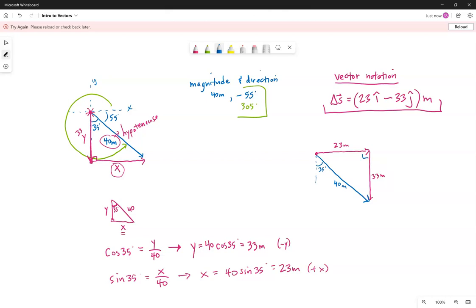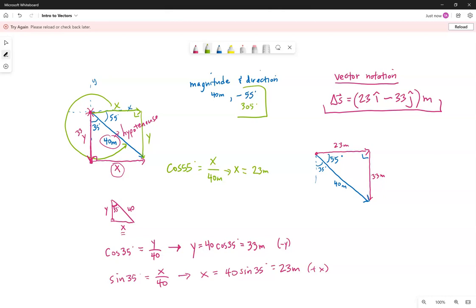Now, by the way, we can totally use this triangle I've just drawn. We could have used that in the first place. In our original picture, to the right is our x component, down is our y component. We could totally say from this top triangle that the cosine of 55 is equal to the x component over the 40 meters. This would give us x of 23 meters.